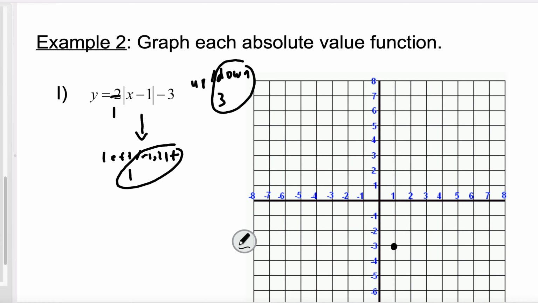And then the slope there is 2 over 1. So we're going to go up 2 and over 1. Up 2 and over 1. Come back to the vertex, go up 2 and left 1. Go up 2 and left 1. Connect your points. And we could keep going with that.